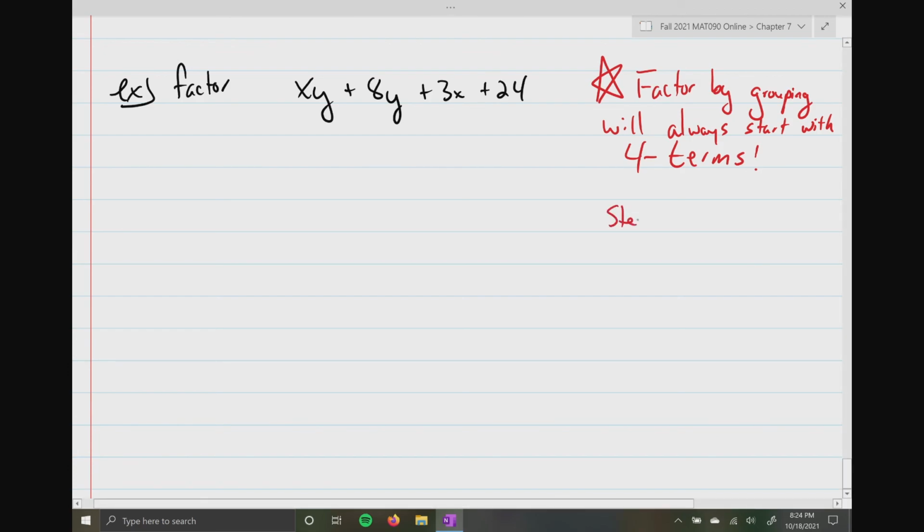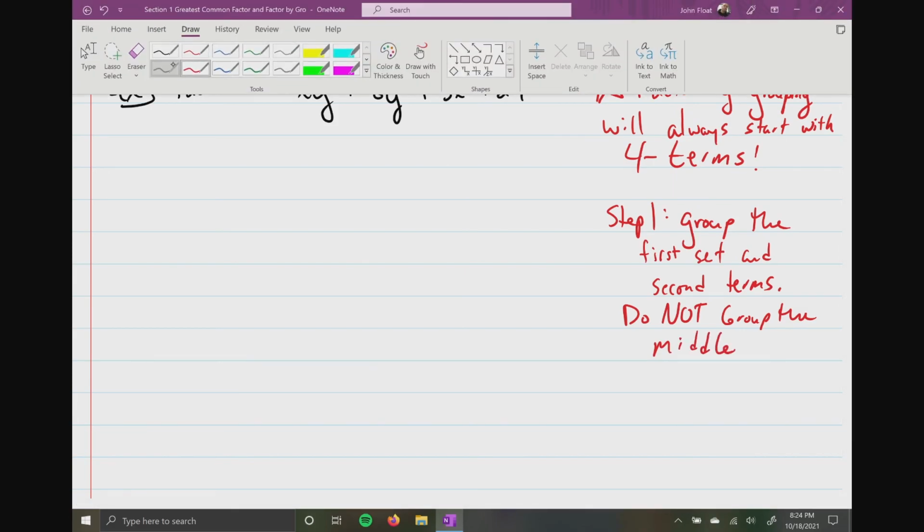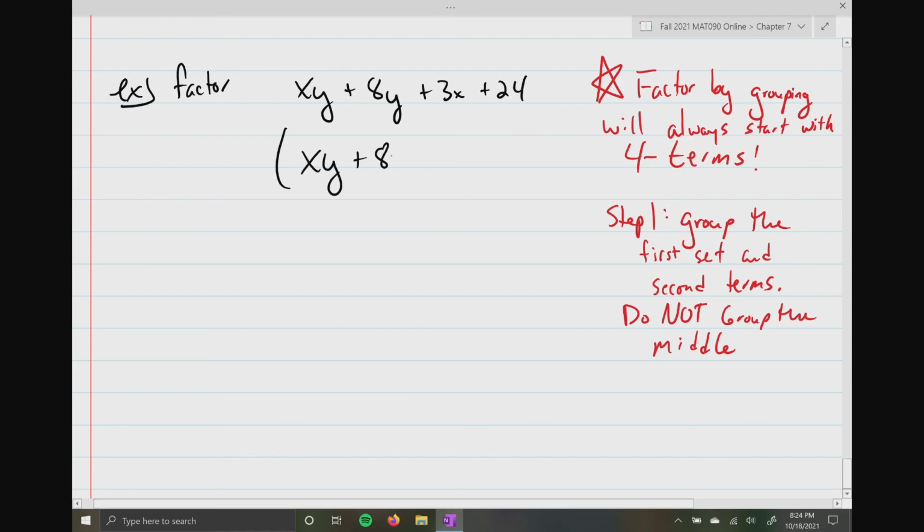Step 1. Let's go ahead and group the first 2 terms. I'll put first set and second set of terms. Do not group the middle sign. All right, so here's what I mean. I'm going to group the first set. I'm going to group the second set. And notice that middle sign, I did not group. Okay? So that's step 1.